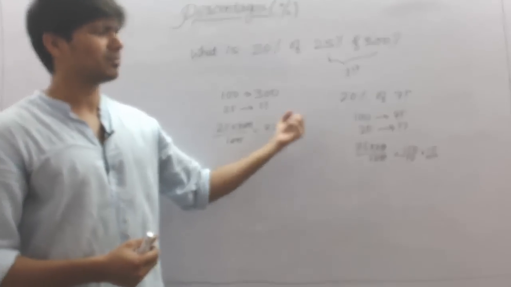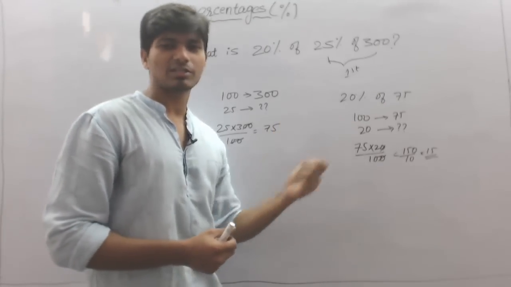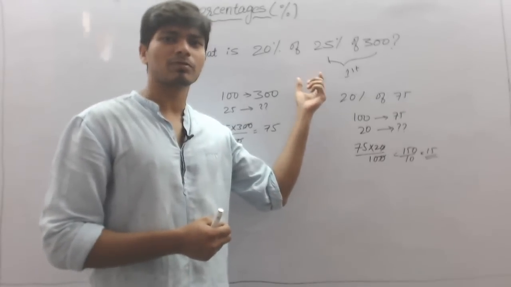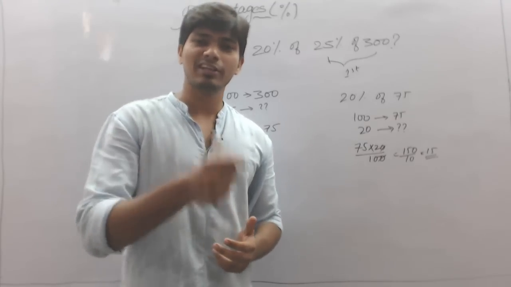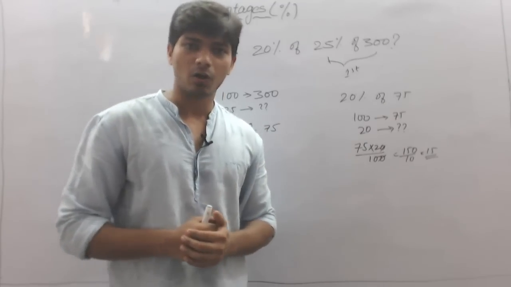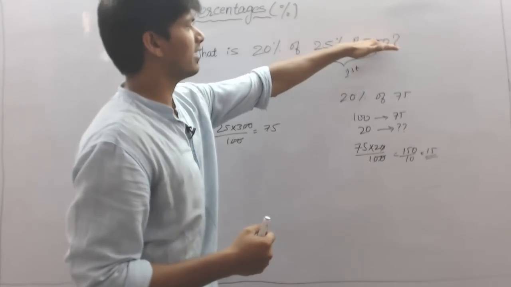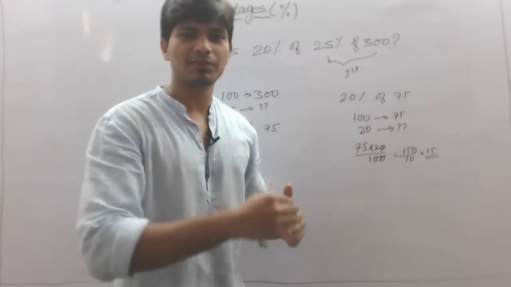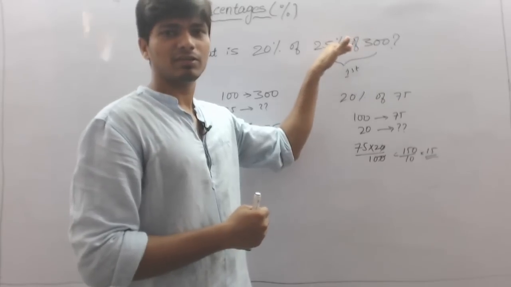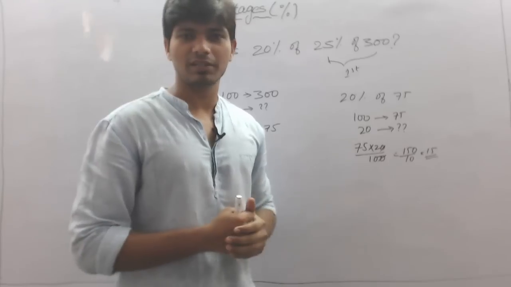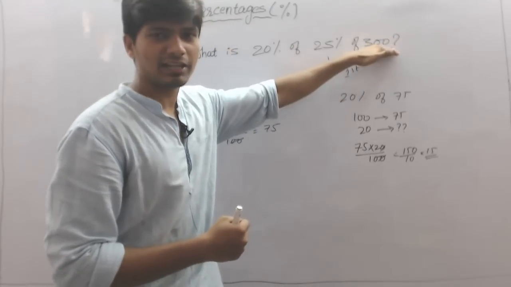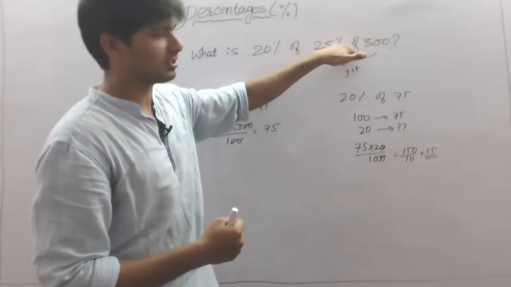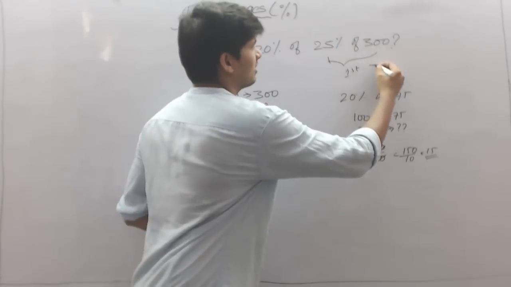At least 40 seconds if you are perfect in calculation, 30 to 40 seconds. But you can solve this problem in less than 10 seconds. How? See, 300. What is 50% of 300? 150. Now what is 50 percent of this 150? 75. That is 25% of 300. 50% of 300 is 150, and half of this 50 percent is 25%. That is 75. You got 75.